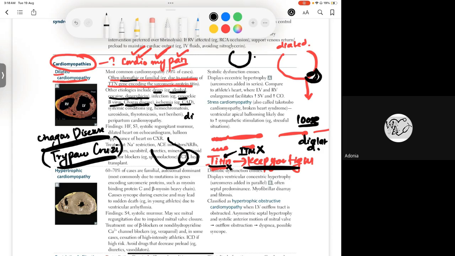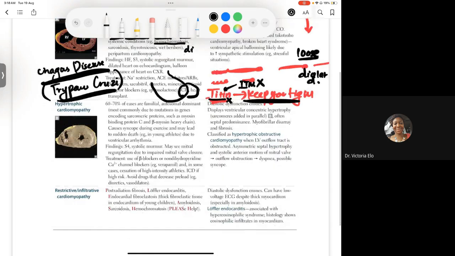Similarly, hemochromatosis. So, what is hemochromatosis? We discussed, right? Hemochromatosis is a condition in which the body is going to reabsorb a lot of iron, right? That iron is going to deposit in different tissues, in different structures. It can also get deposited in the heart as well. But once it deposits in the heart, initially it would lead to restrictive cardiomyopathy.